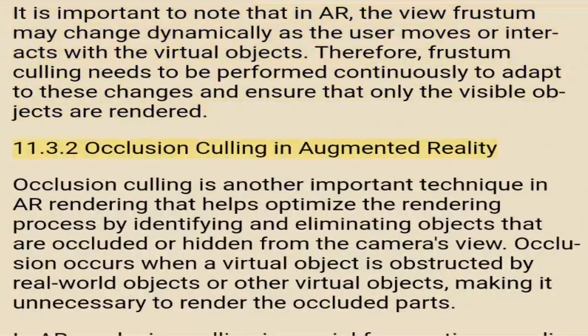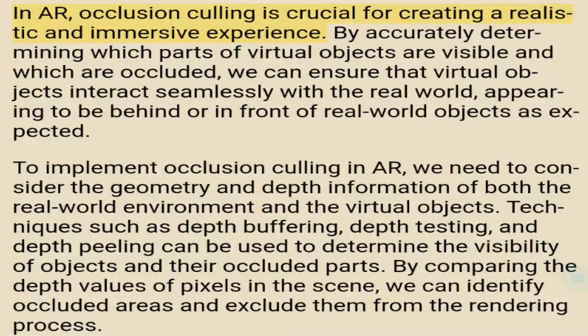11.3.2 Occlusion culling in augmented reality. Occlusion culling is another important technique in AR rendering that helps optimize the rendering process by identifying and eliminating objects that are occluded or hidden from the camera's view. Occlusion occurs when a virtual object is obstructed by real-world objects or other virtual objects, making it unnecessary to render the occluded parts. In AR, occlusion culling is crucial for creating a realistic and immersive experience.